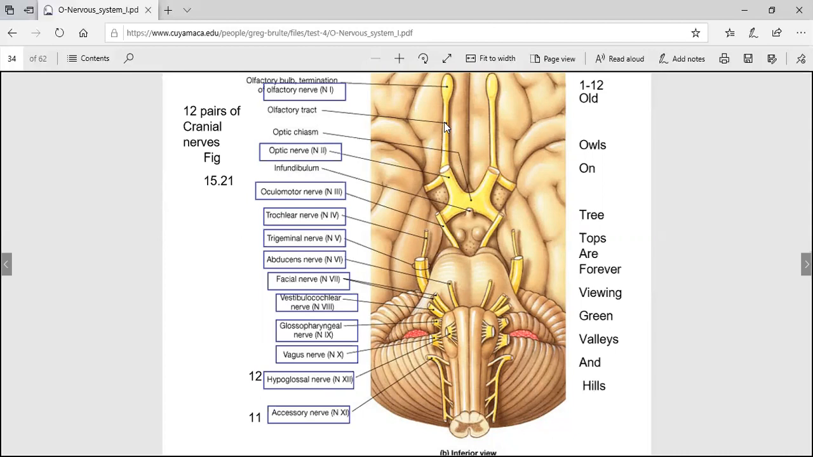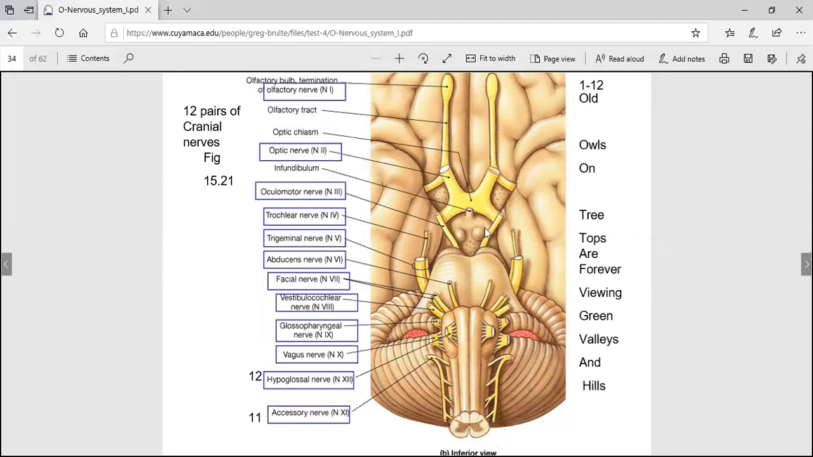You can go 1, 2, 3, 4. Be careful on 5. Number 5. Number 6. Be careful on 7. Number 7. Number 8. Number 9. Number 10. 11 looks like an 11, right? And then you have to go back up here to 12.